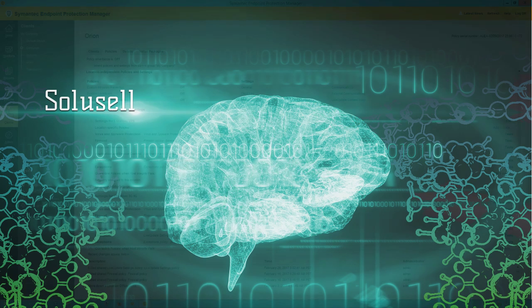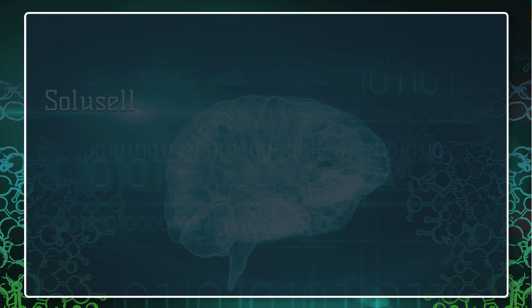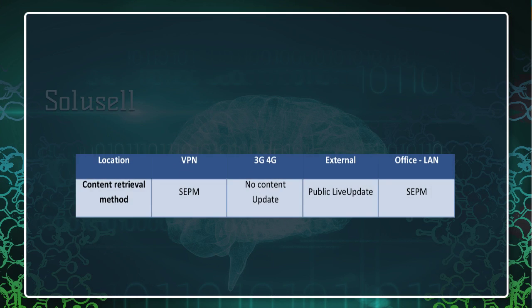In this approach, we have already pre-configured the location, so we don't have to worry about setting up the location. Here we need to modify the policy for content update and create ad hoc policies so that we are matching the Solucell requirement. The requirement is that when a SEP client is connected via VPN, they update their content from the SEP management server. When they're using 3G or 4G, they do not retrieve any content.